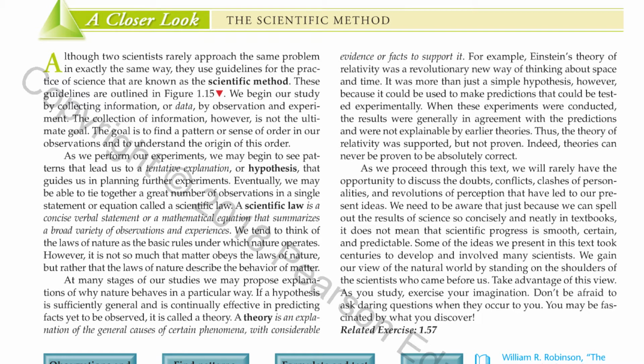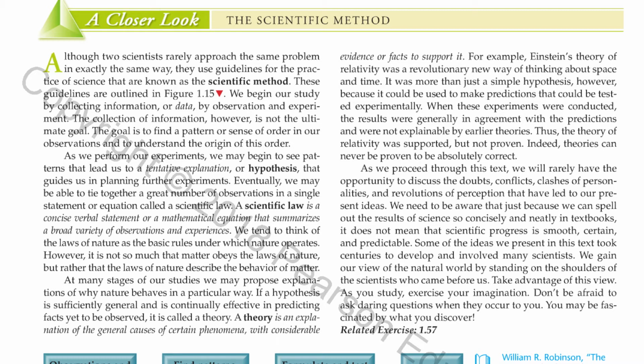At many stages of our studies, we may propose explanations of why nature behaves in a particular way. If a hypothesis is sufficiently general and is continually effective in predicting facts yet to be observed, it's called a theory. A theory is an explanation of the general causes of certain phenomena with considerable evidence or facts to support it. For example, Einstein's theory of relativity was a revolutionary new way of thinking about space and time.